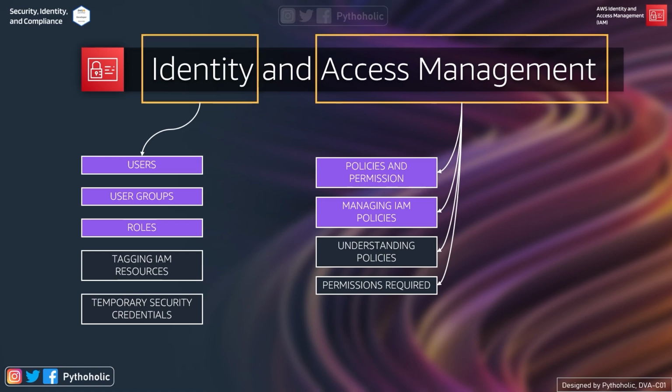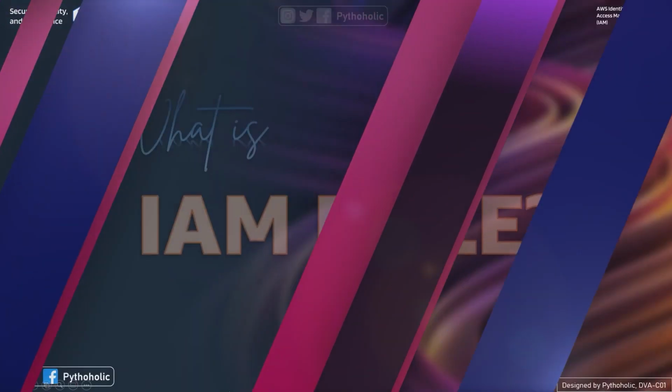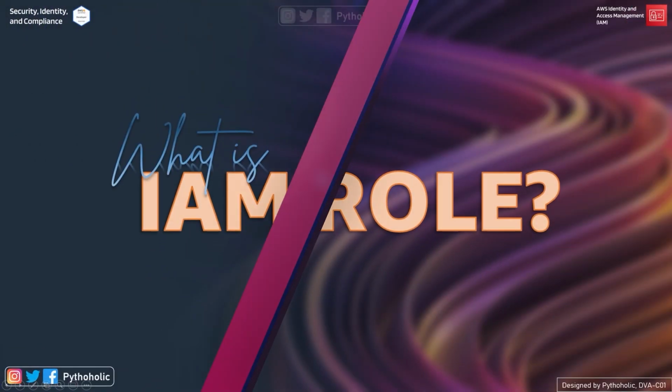And on the other hand, we have access management. So here we need to talk about policies and permissions, managing IAM policies, understanding policies, and permission required. Now let's start with identity. As we have already discussed users and user groups, let's move on to what is an IAM role.